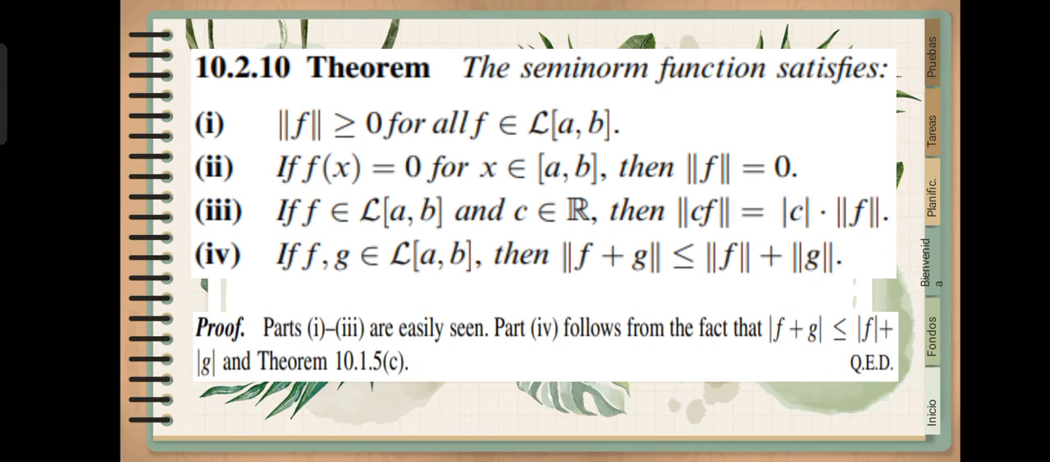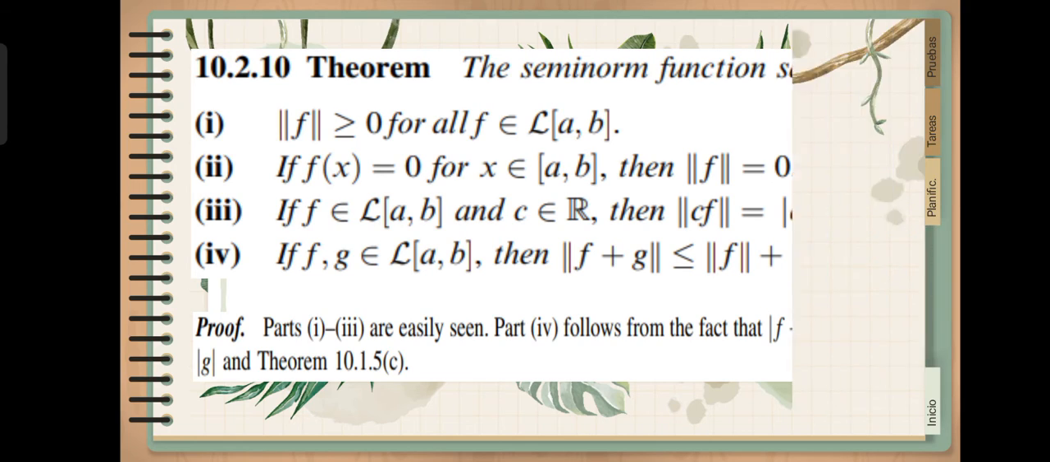Proof. Parts 1, 2, 3 are easily seen. Part 4 follows from the fact that the absolute value of f plus g is less than or equal to the absolute value of f plus the absolute value of g, and Theorem 10.1.5c. QED.